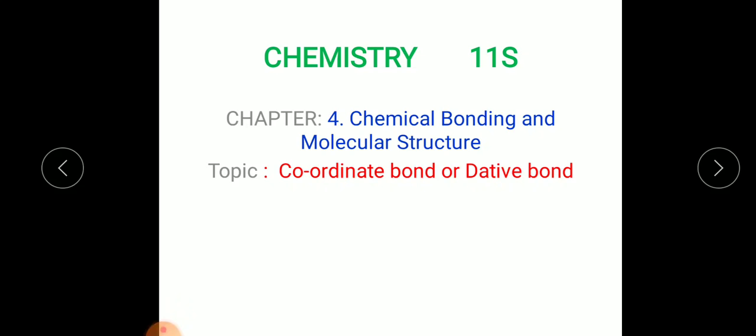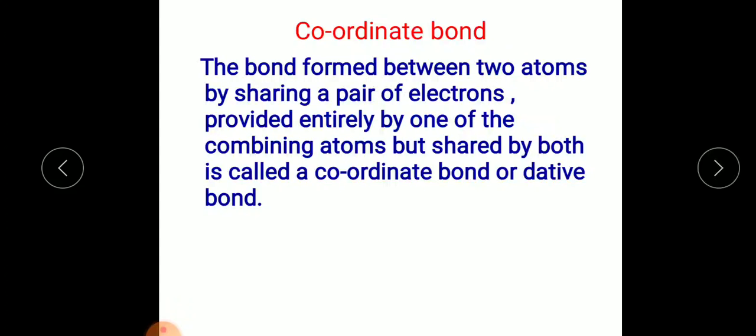Remember that we have discussed before the electrovalent bond and covalent bond, their formation, and the necessary conditions for their formation, and after that we saw the electron dot as well as Lewis dot structures for these molecules. Now today we are going to discuss the third type of bond, that is the coordinate bond or dative bond, as we call it. Now the definition tells us: the bond formed between two atoms by sharing a pair of electrons provided entirely by one of the combining atoms, but shared by both, is called a coordinate bond or dative bond.